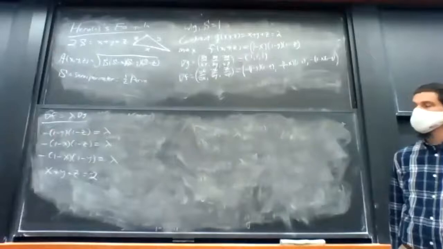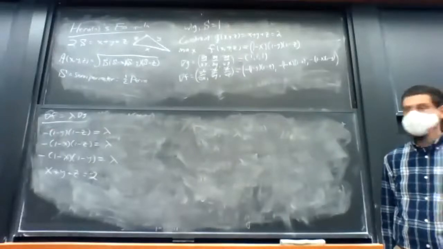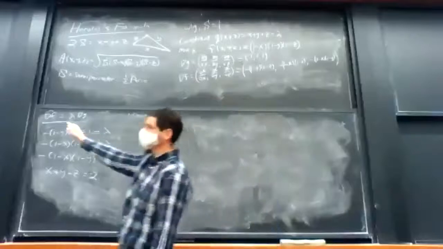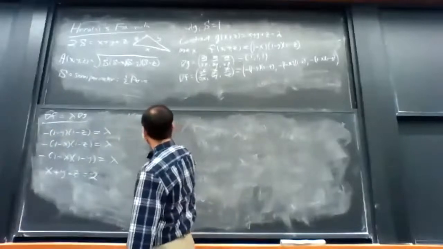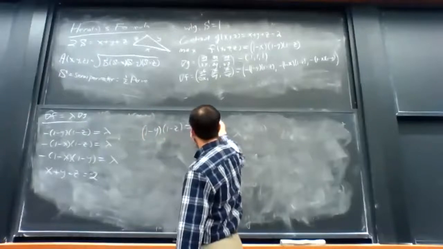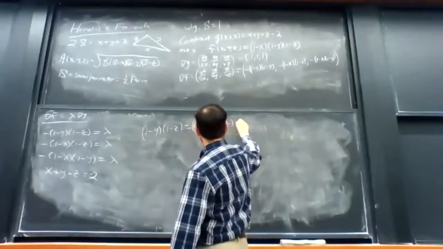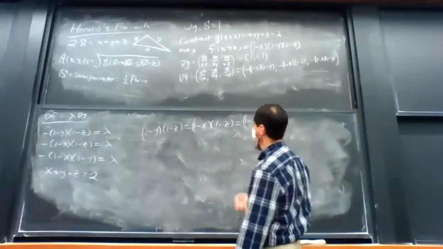Okay, so we subtract one equation from the other. Since they all equal lambda, they must equal each other. We can also drop the negative signs if we want. And so we can get 1 minus y times 1 minus z equals 1 minus x times 1 minus z equals 1 minus x times 1 minus y.